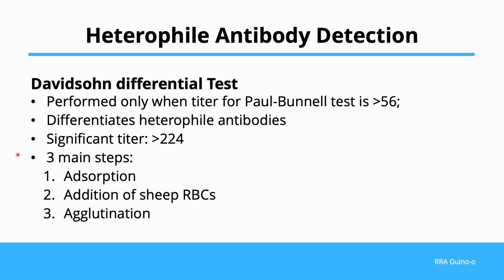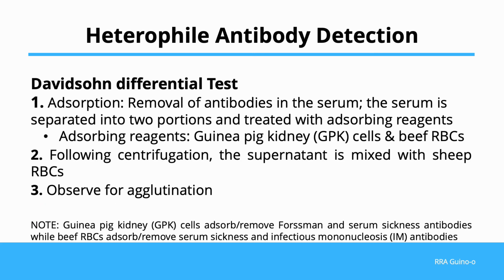The Davidson differential test is composed of three main steps. This is the adsorption step, the addition of sheep red blood cells, and agglutination. In more detail, first we have the adsorption step, which involves the removal of antibodies in the serum. Here, the serum is separated into two portions and treated with different adsorbing reagents, specifically our guinea pig kidney cells and our beef red blood cells. After the adsorption step, the setups are centrifuged and the supernatant is mixed with our red blood cells. Here we are using sheep red blood cells, and we observe for agglutination.